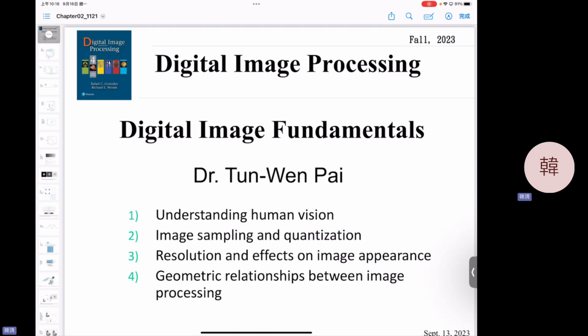We want to see image sampling and quantization. Actually, we are going to digitize the image from an analog signal. In the world it's an analog signal, and then you sample it, and then it goes into your eyes, and then you will observe it. We also use a computer to run the simulation. Also, we want to see what the resolution is and its effect on image appearance.